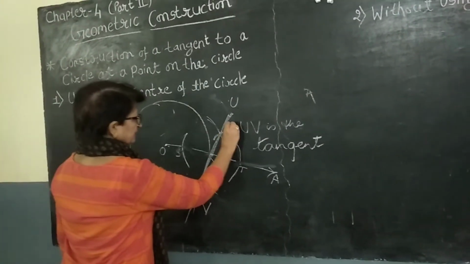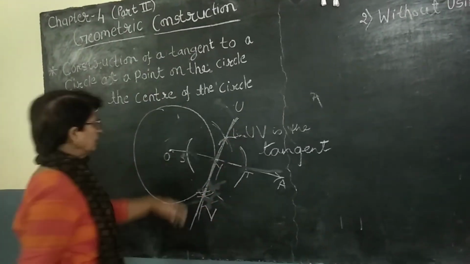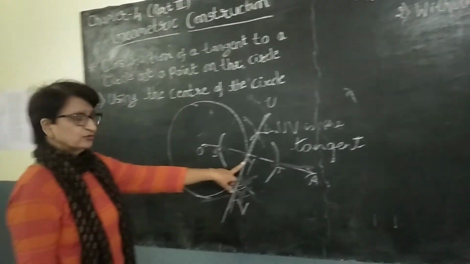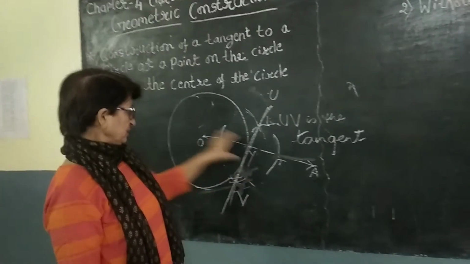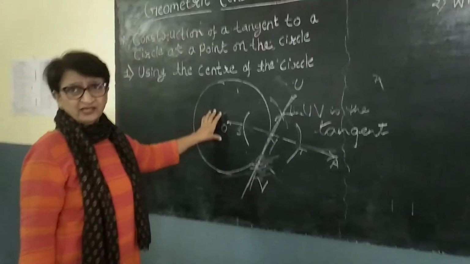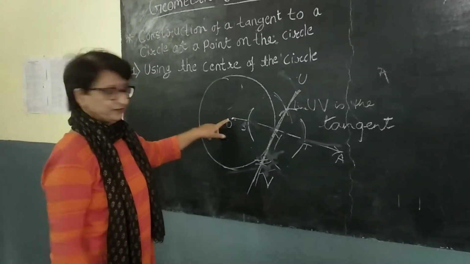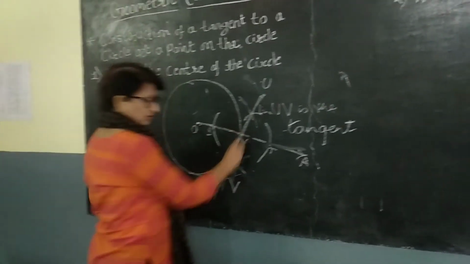Line UV is the tangent from the passing through the point Y. Okay. Now this is what we did. Here we took the help of the center. From the center we joined.